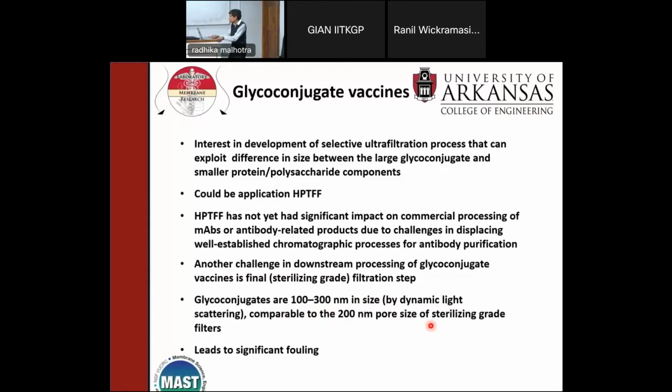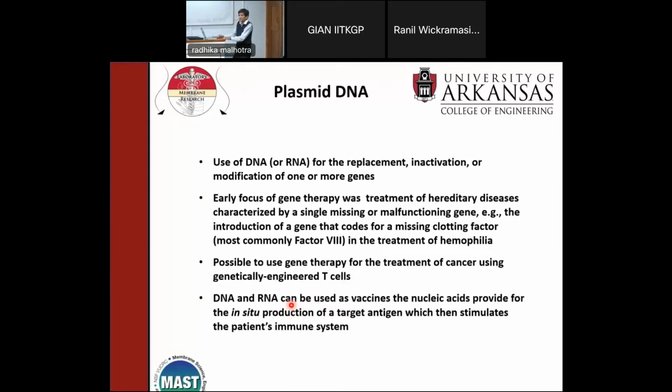Glycoconjugates are 100 to 300 nanometers in size by dynamic light scattering, comparable to the 200 nanometer pore size in a sterilizing grade filter, right? So we have a major issue here. So sterilization is a problem. It leads to significant fouling. So these are some of the challenges if you end up working in this area that I think will be in there in the future.